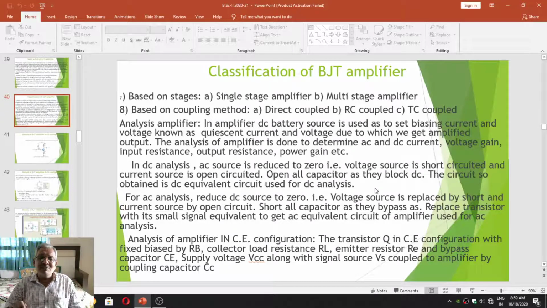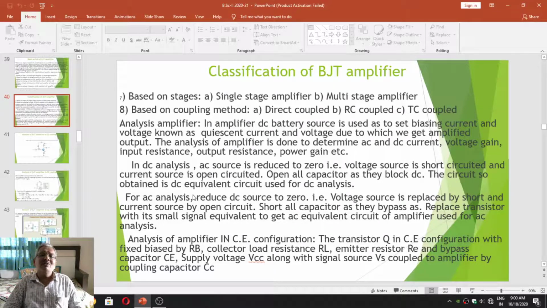In this particular aspect, the process of generating an equivalent circuit for a DC analysis is given, and the process is that: make the AC source 0. If a voltage source is adjusted, get it short circuited. If it is a current source, get it open circuited. If capacitors are used, make them an open circuit. By doing that, whatever circuit diagram is obtained from the main amplifier circuitry is called the DC equivalent circuit that can be used for the analysis.